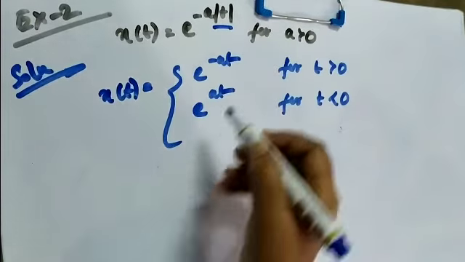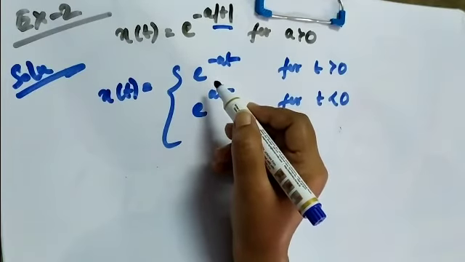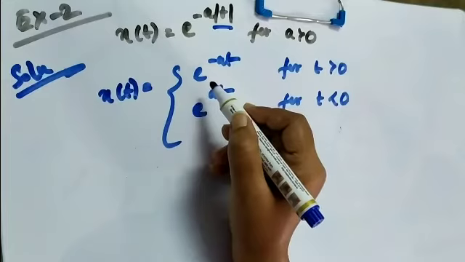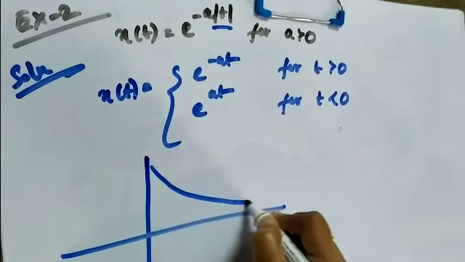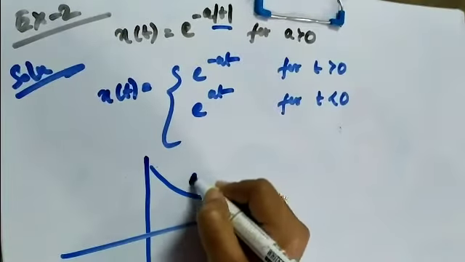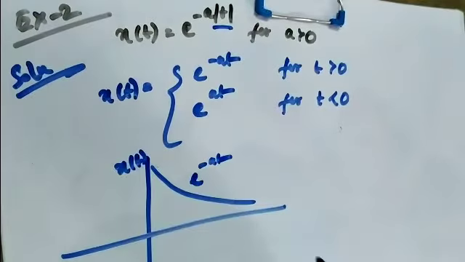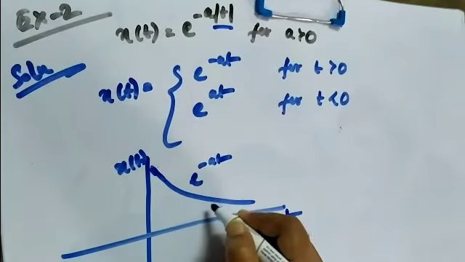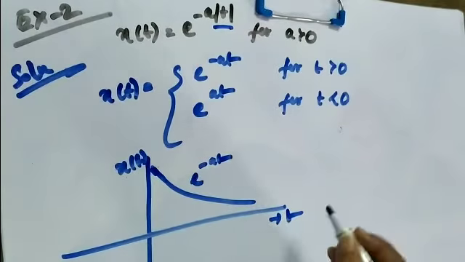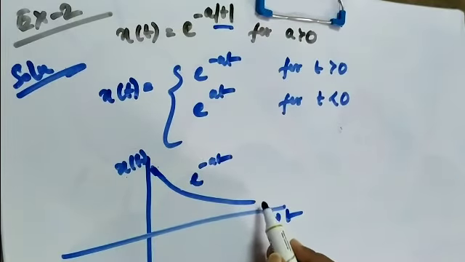If x(t) equals e to the power minus at, it would be a decreasing exponential signal, and t is positive. So, the plot will be like this. It is the expression for e to the power minus at, where this axis is x(t) and this is t. The slope is decreasing as t is increasing.